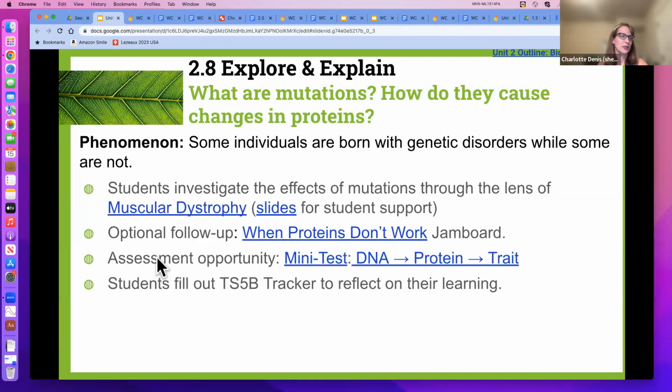There's another, more written assessment opportunity. I call it a mini test that covers just the DNA to protein to trait, and it also covers mutations if you wanted to do that. And then they're also filling out their learning tracker.